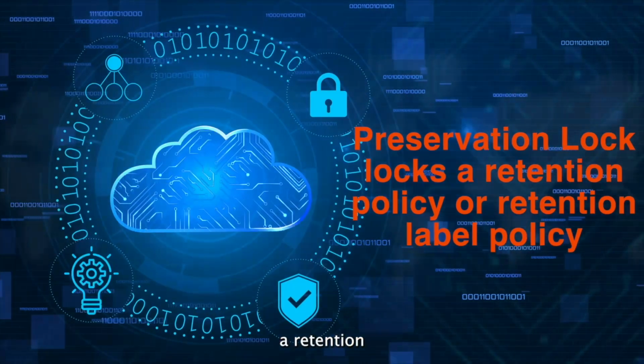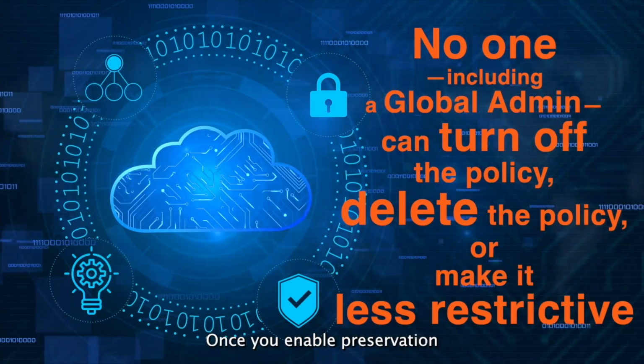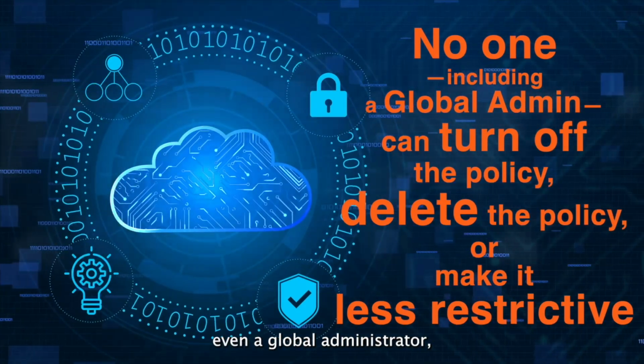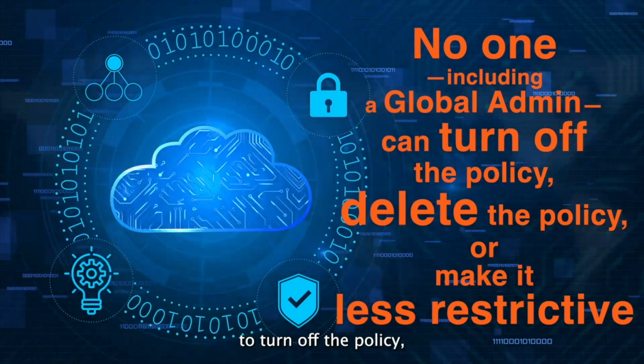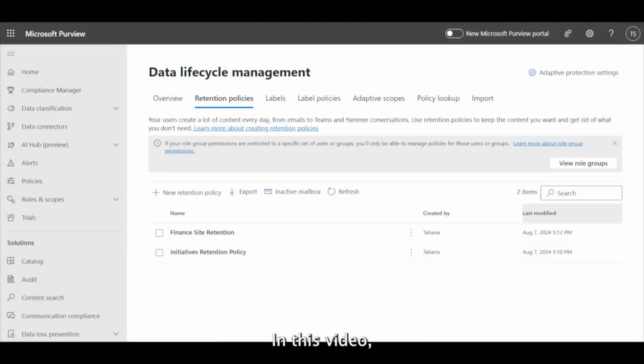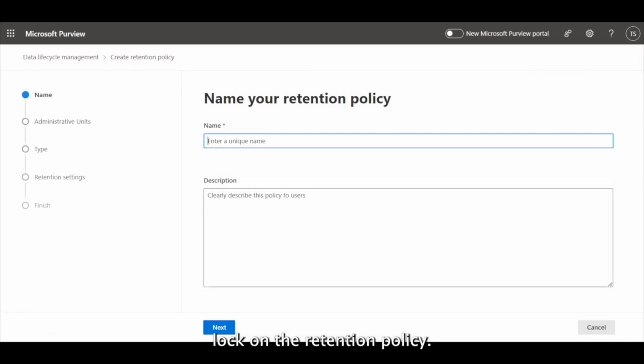Preservation lock locks a retention policy or a retention label policy. Once you enable preservation lock on a policy, no one, even a global administrator, would be able to turn off the policy, delete the policy, or make it less restrictive. In this video, I'm going to show you how to enable a preservation lock on a retention policy.